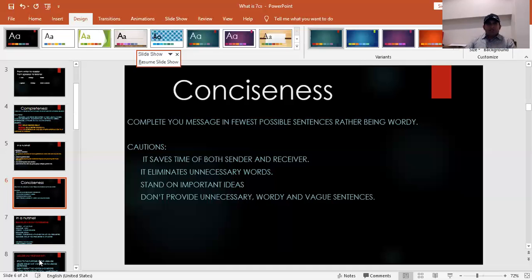Number four, don't provide unnecessary, wordy, and vague sentences. The word vague means no puzzle. If you are giving him or her unnecessary sentences and unnecessary words, what do you think? Will they be impressed? No, they will not be impressed. They will run away from you. So that's why conciseness demands that you don't bring wordy expressions, vague sentences, or unnecessary words. Bring words which are generic. I hope that you people have got this.